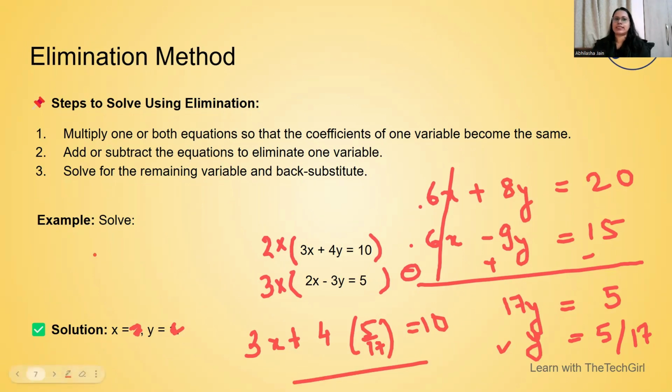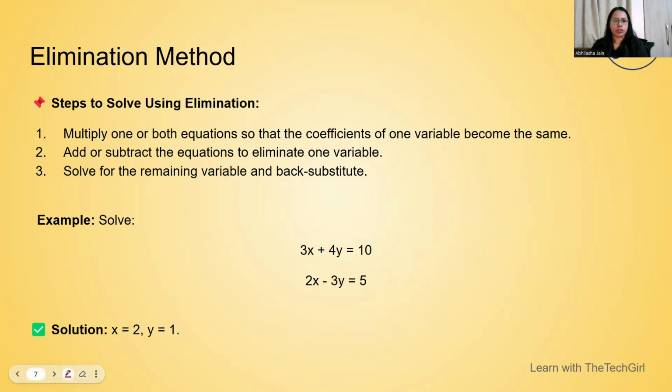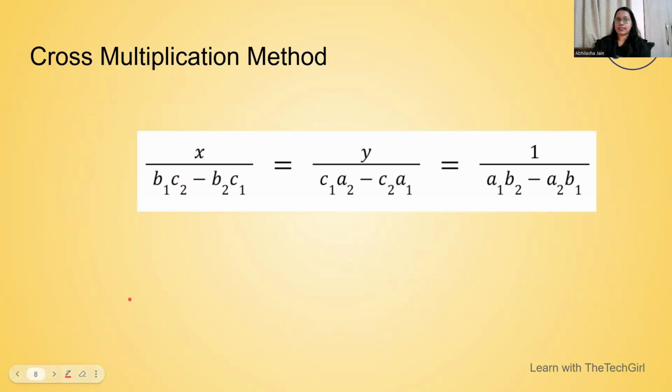Make sense? This is how you're eliminating one of the variables to calculate the another variable. That's why this is called elimination method. Okay. Now, the next method is cross multiplication method.